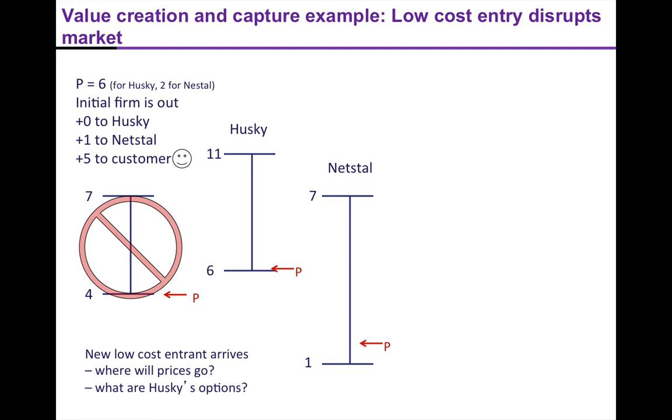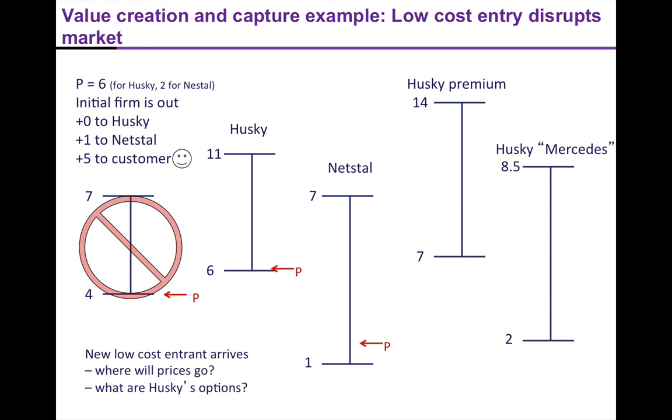So customer is happy. What happens next? Now let's think about the two options that Husky considered, that we considered in class. On the one hand, Husky can move up market and try to invest more in the machines and broaden their wedge this way by further increasing willingness to pay from 11 to 14 with a moderate cost increase, let's say of 6 to 7. So that's one option for them.